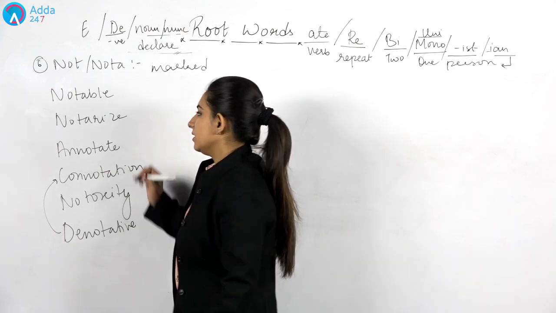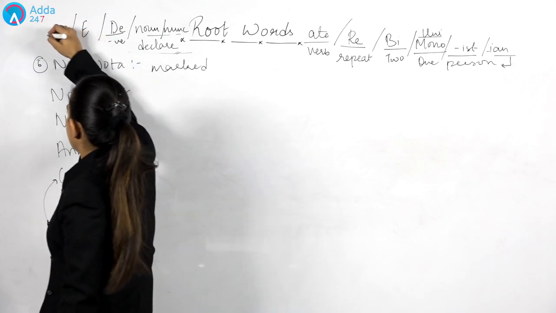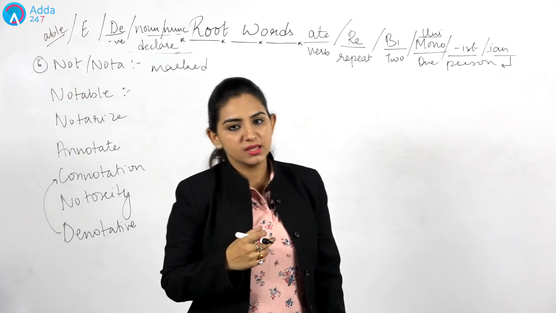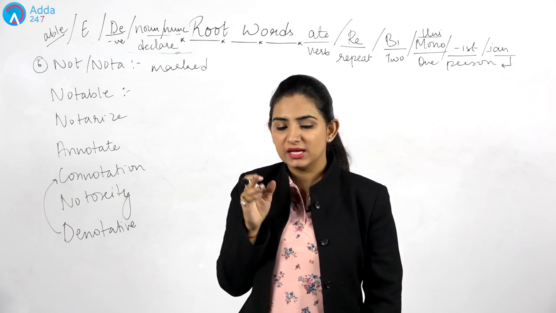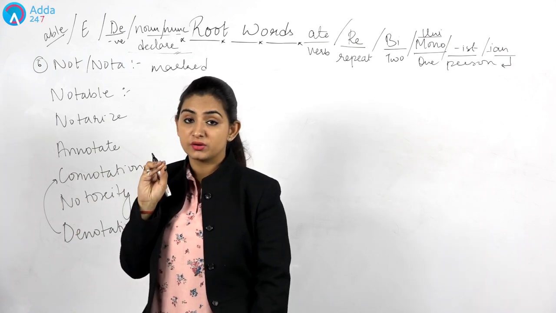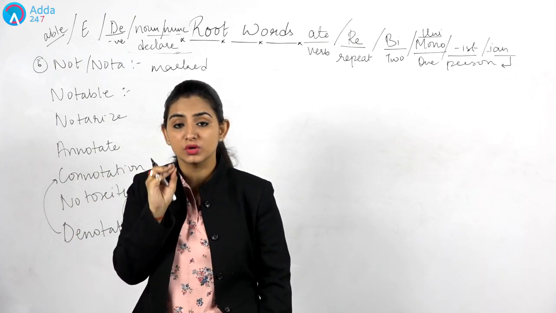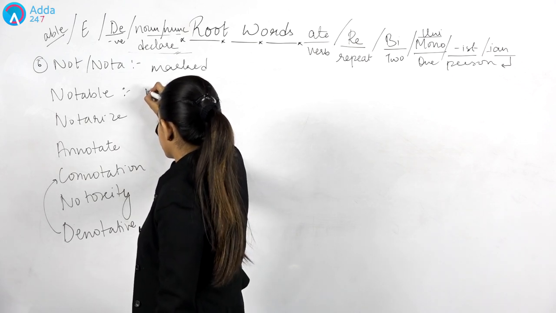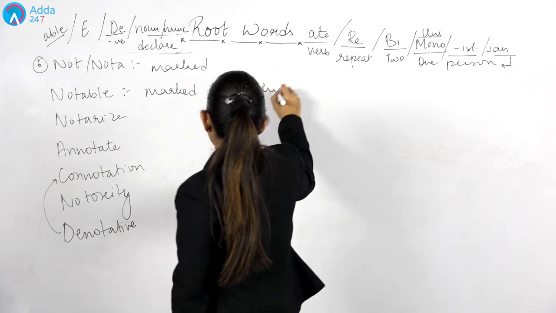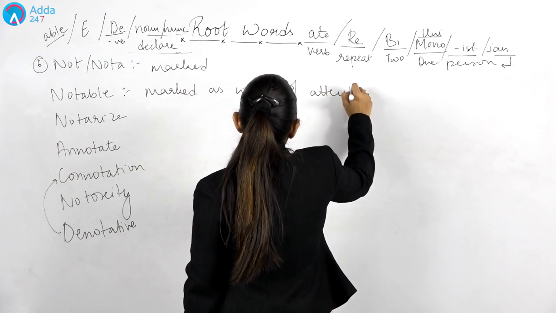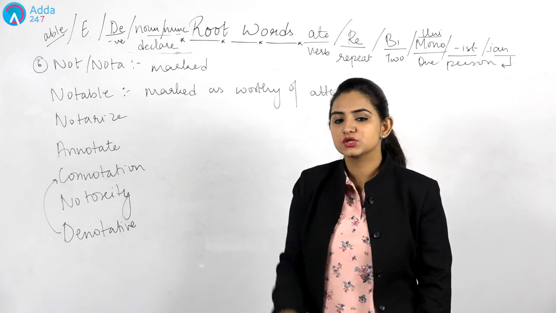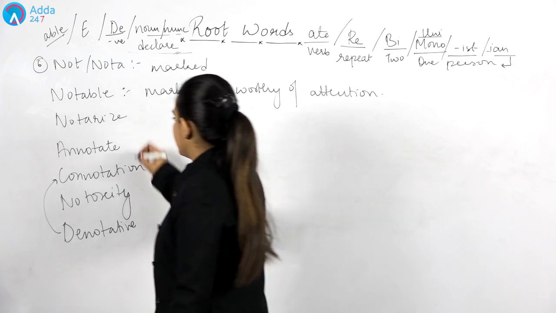Now, when I say notable, and whenever a word ends with A-B-L-E, this defines being capable of something, right? Being capable of something. So, when I say notable, notable means what? Marked as important or something which requires attention, something which is worthy of attention, right? So, marked as worthy of attention, something which needs you to notice it, that is what we mean by notable. Then we have notarize.